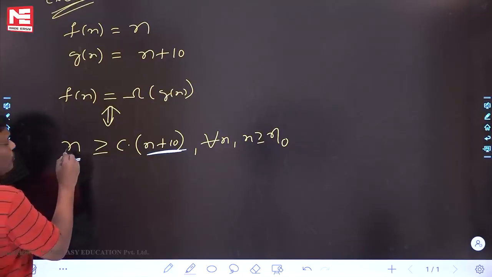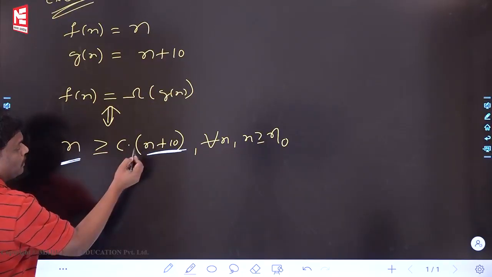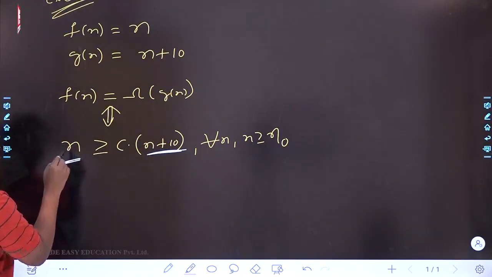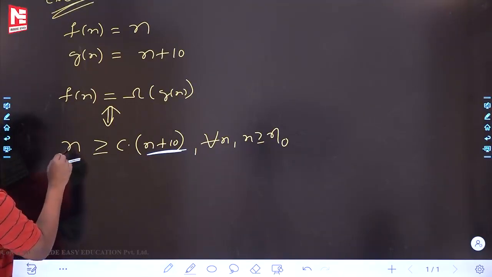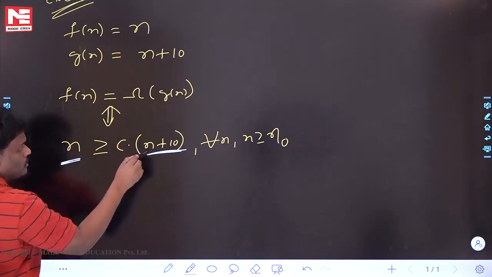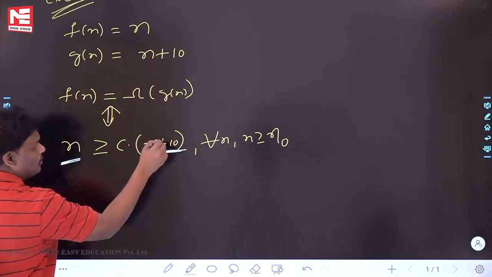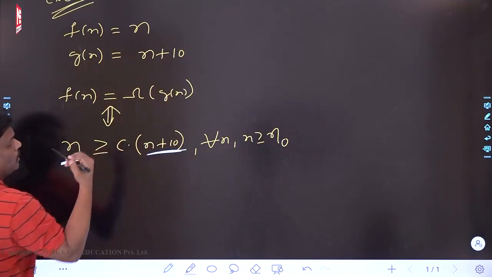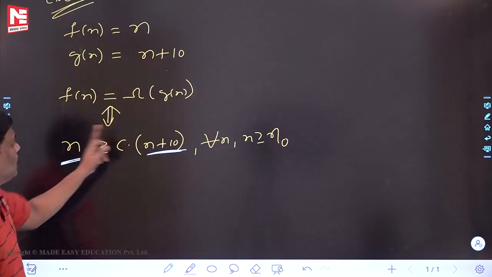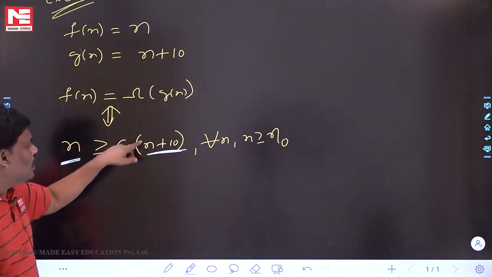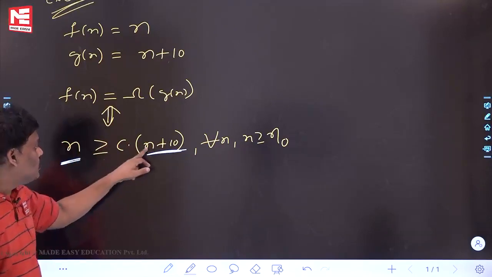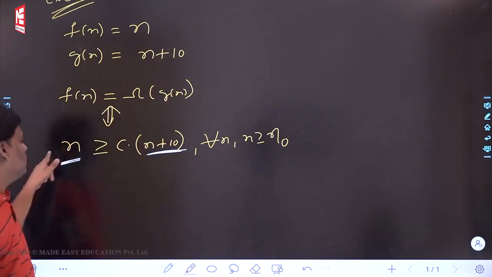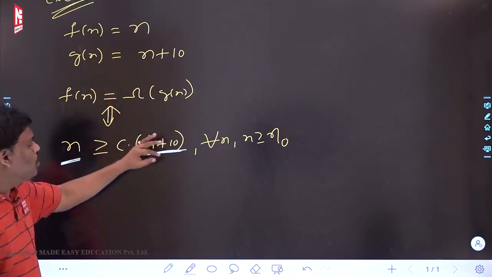If you see the left and right, the difference is only constant. Big functions are the same: left n, right also n. The difference is only a smaller thing, and if a smaller thing is the difference, C will take care. Left and right, is the difference a big function or a constant? Big function is not the difference. The big function here is also n; the difference is only a small thing.